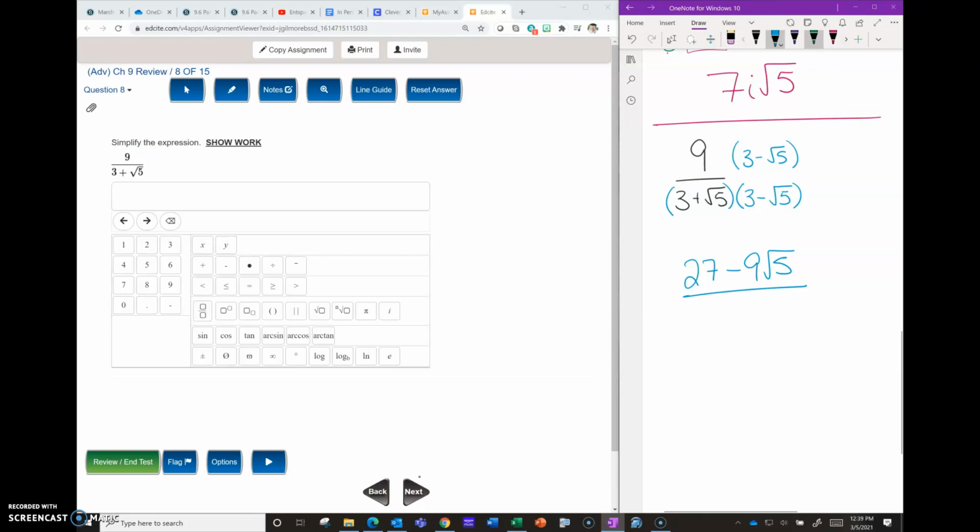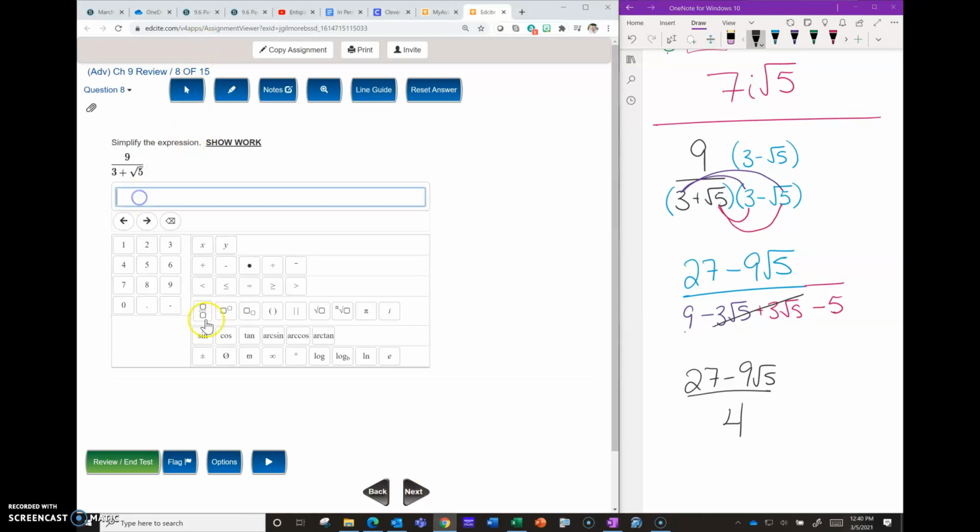On the bottom, we need to double distribute. 3 times 3 is 9. 3 times the negative square root of 5 is negative 3 square root of 5. Square root of 5 times 3 is 3 square root of 5. Square root of 5 times negative square root of 5: positive times negative is negative, and the square root of 5 times the square root of 5 is simply 5. Those two middle terms are going to cancel each other out. So you've got 9 minus 5, which is 4, and 27 minus 9 square root of 5 on the top.